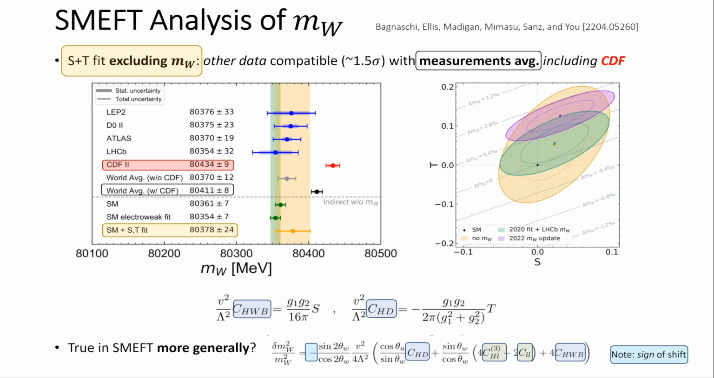I mean, don't g minus two take the average of the two low energy determinations that are in tension with each other? They take a wider uncertainty to account for that? I'm not sure of that. I don't know if anyone else knows.